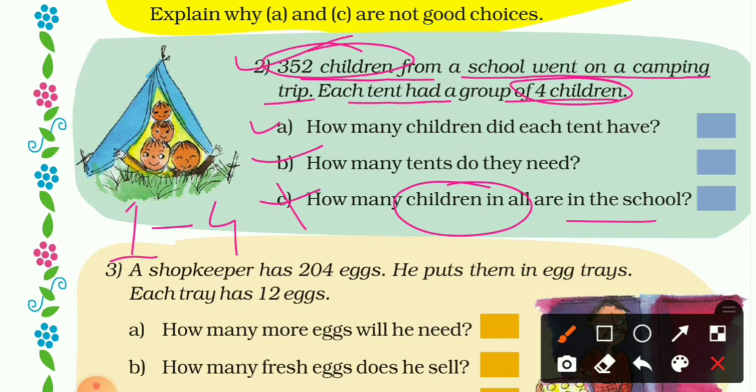Because the total number of children in the school is already given, that is 352. And come to A number. How many children did each tent have? So it will not be, because here the question is asking how many children did each tent have, and the total number of tents is not given in the question. Okay. Now B number. How many tents do they need? Yes, because for four children one tent is needed. So we have to find the total tents because the number of children is given here.